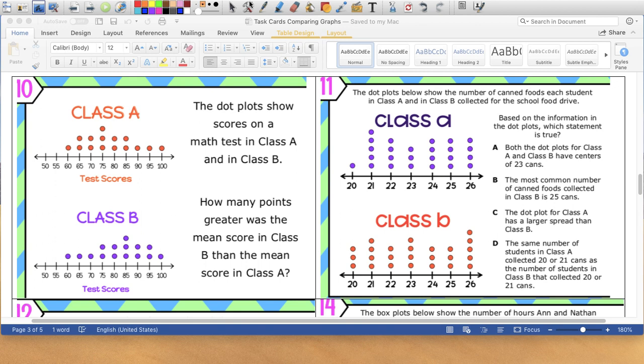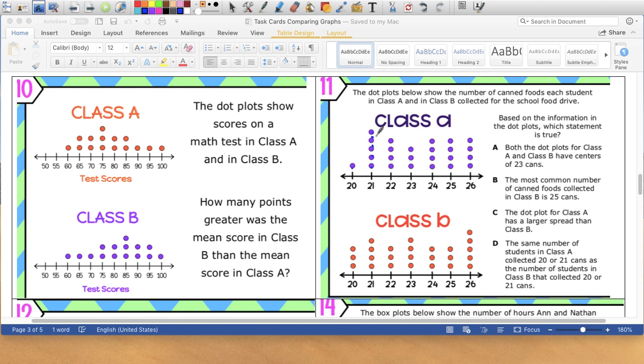Number 11. Here's a dot plot. This is how many canned foods each student in Class A and Class B collected. Based on the information, which statement is true? So let's see which one is true. Both the dot plots for Class A and Class B have centers of 23 cans. Is the center 23? If you cross off dots from each end, will it be 23? I don't know.